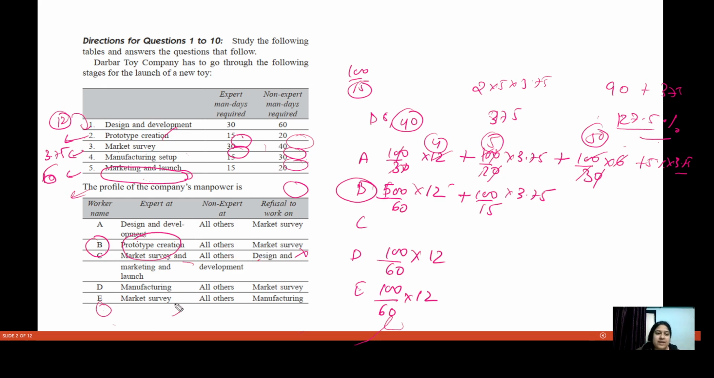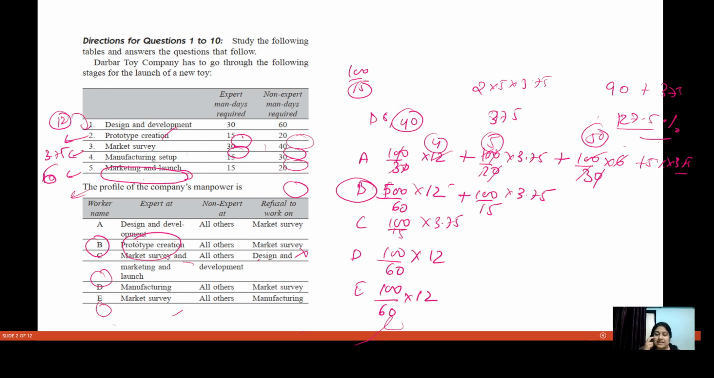For A, we have already written. Okay, this C has also not refused to work on prototype creation. So let us just write 100 by 15 into 3.75 here. Sorry, please pardon me. Okay, 100 by 15 into 3.75 here.